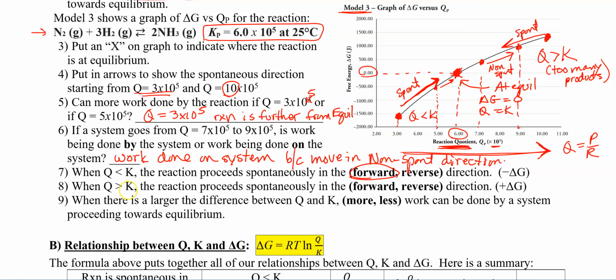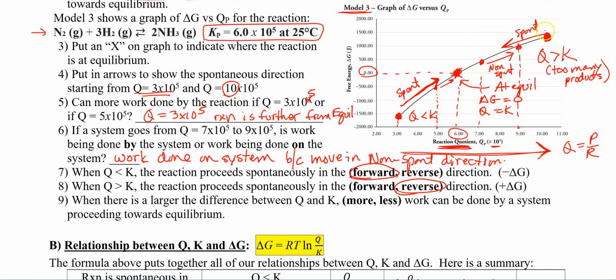When Q was greater than K, that was the situation here where you needed to go back to the left to get to equilibrium. You had too many products and you proceed to the left to get to equilibrium. So when Q is greater than K, you're going to proceed in the reverse direction. So that's going to be when you have a positive delta G.